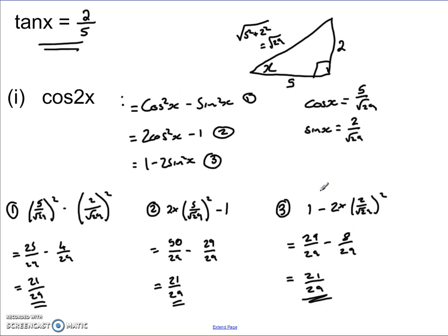When you're doing an expansion like this, it just shows it doesn't matter which of the three you use. As long as your values for sin and cos are right here, it doesn't matter. Pick one of them that you prefer to work with and stick to it.